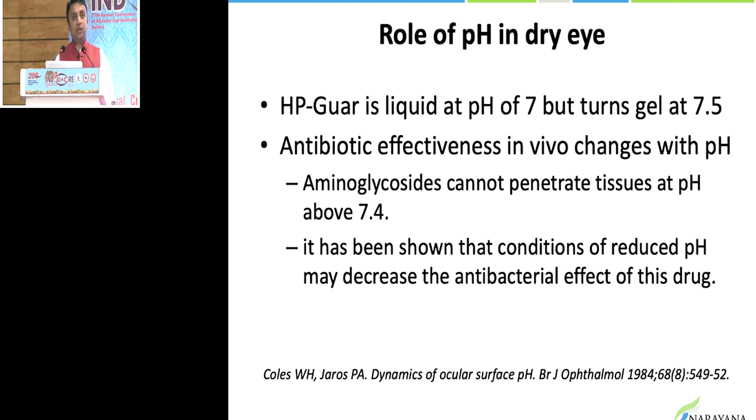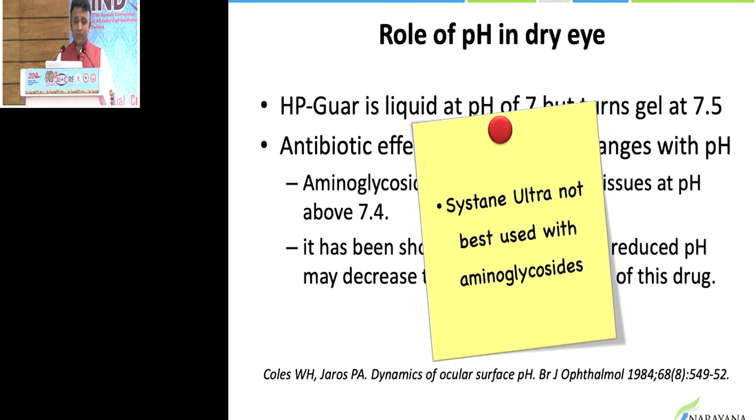Role of pH. Now, pH changes also lead to change in the rheological property or viscosity of the drop. One interesting molecule there again is HP guar. HP guar, as I told you, is a very important part of certain drops, and they say it lasts indefinitely. HP guar is viscous only at alkaline pH. It's actually liquid form, and when it's at pH 7 or 7.5, it turns into a little gel form. I don't like to take names, but for our common understanding, I would say Sustain Ultra, but there are many other similar drops.